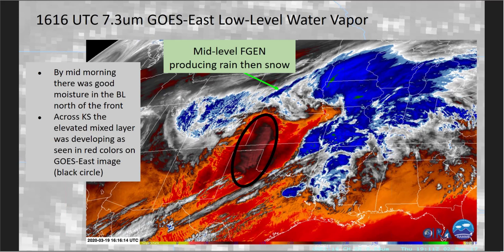But you can see there by mid-morning here that across western Kansas, the low-level water vapor was showing something significantly different. So this EML was developing across western Kansas at this time, as noted by the black circle there, the darker red colors on the GOES-16 image.